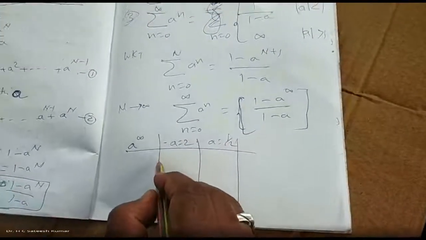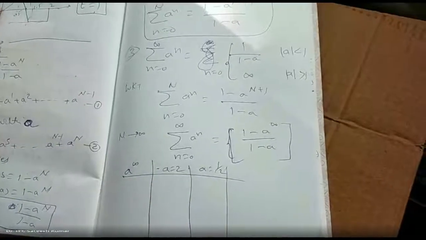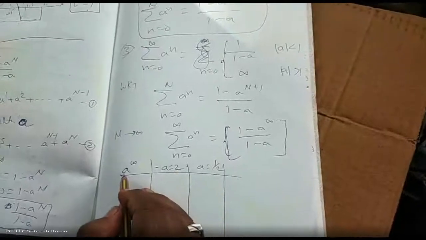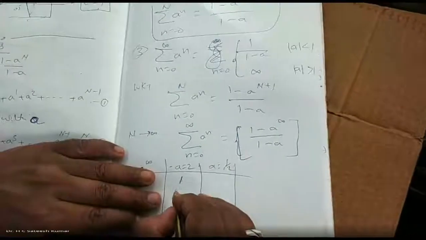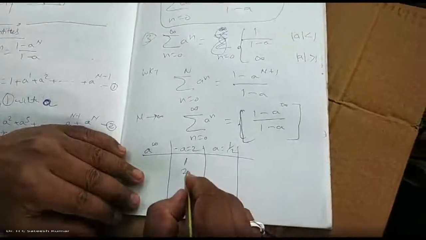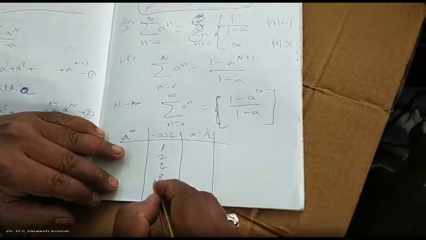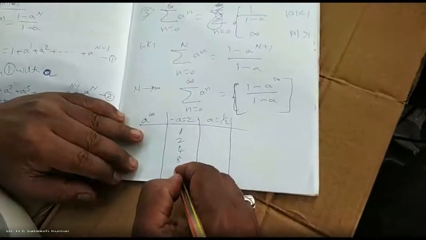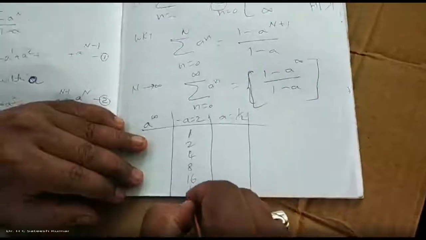So what do we have? First, for 2 to the power infinity, the value goes on increasing as n goes up to infinity. 2 to the power of 0 is 1, 2 to the power of 1 is 2, 2 to the power of 2 is 4, 2 to the power of 3 is 8, 2 to the power of 4 is 16, and so on.